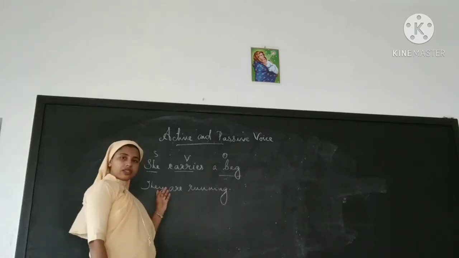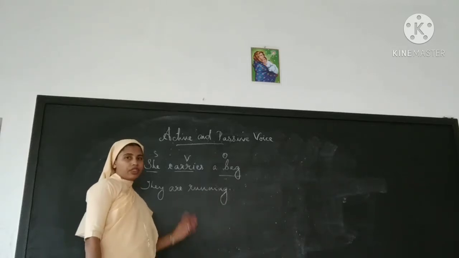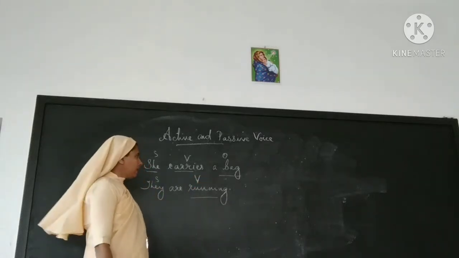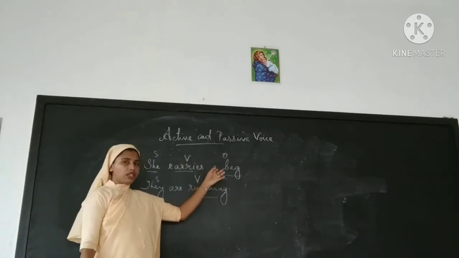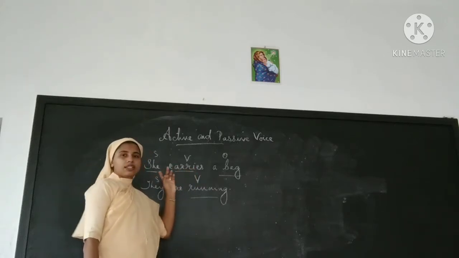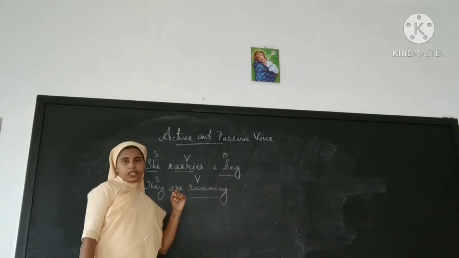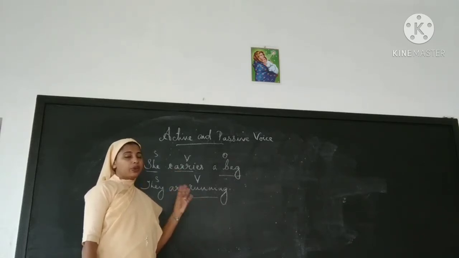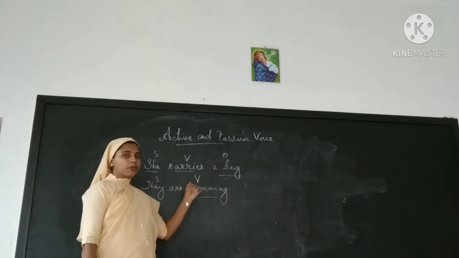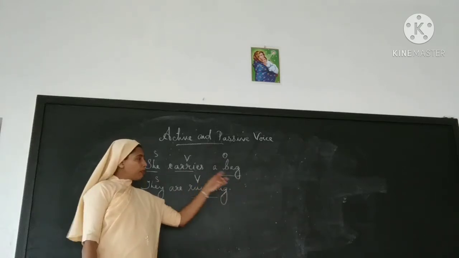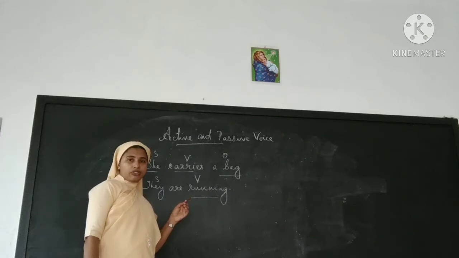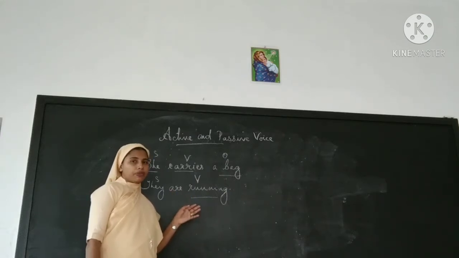Okay, let's see the structure of this sentence also. They are running. Subject, verb. There is no object. If there is an object in a sentence, that is, the verb is a transitive verb, then only you can change the sentence into passive voice. So, the thing that must be there in order to make it into passive voice is a transitive verb. That means the verb must proceed from subject to object. There must be an object in the sentence. Only then can you change a sentence into passive voice.